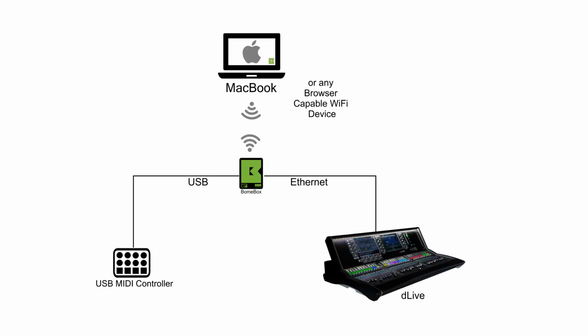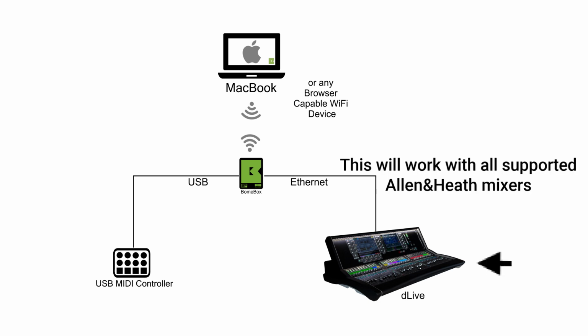This diagram shows how the connections are made. The USB controller on the left will be sending MIDI to the DLive mixer on the right via the network connection. In this example, no MIDI translation will be used.